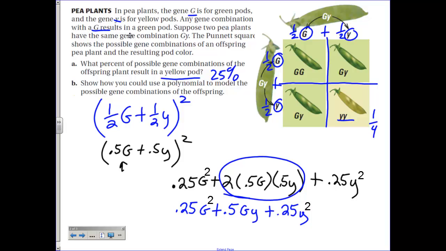But we can also use this to figure out the probability of getting a green or yellow pod. As we can see, the only one that has a Y by itself is 0.25, which again is 25%. And remember, if it has a G gene in it at all, it's going to be green. So if we add these two together, we end up with 75% chance of being green.